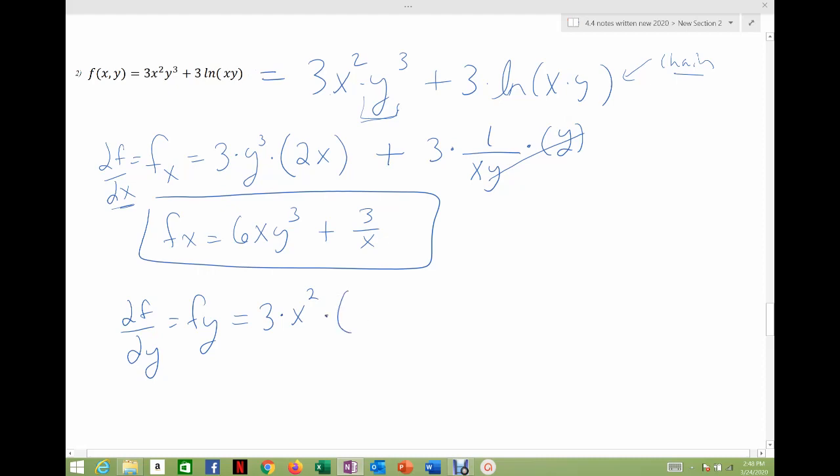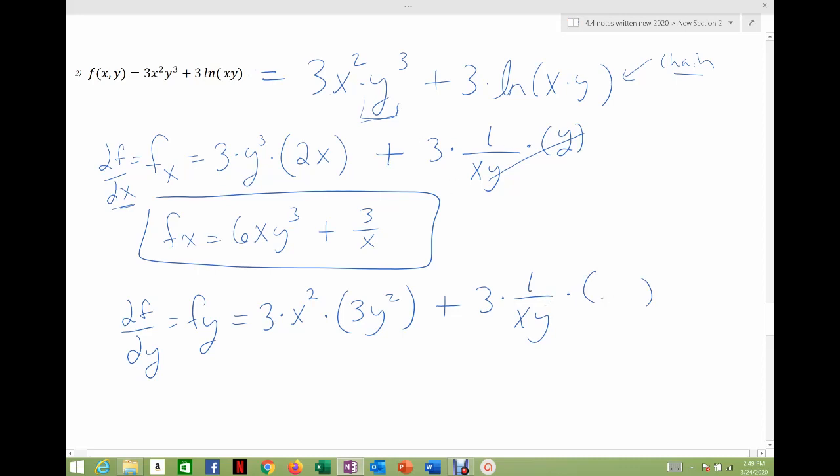I take the derivative of the y part. So I'm taking the derivative of y cubed, so that's going to give me 3y to the second. Alright, done with the first term. Now to the log term. The first part's exactly the same. The outside function doesn't care if it's x or y, it behaves the same way. The constant 3 comes along. Derivative of natural log is 1 over xy.